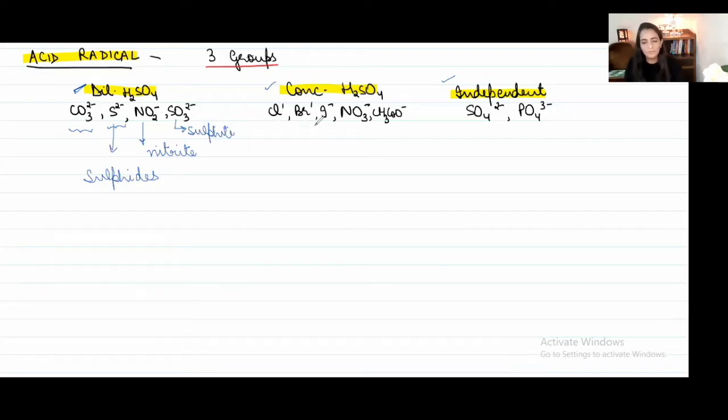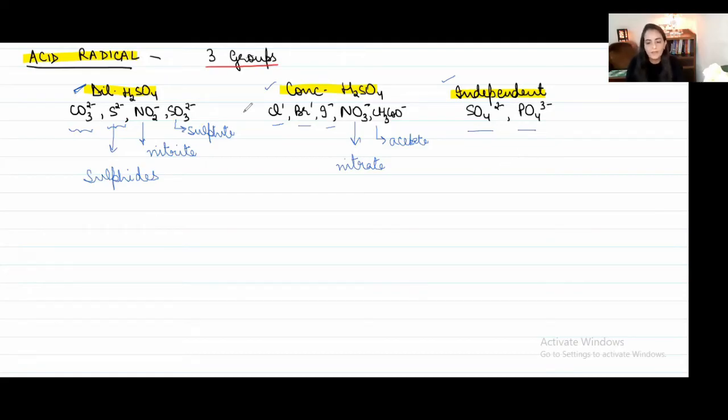The chloride, bromide, iodide, nitrate, and acetate radicals are under the concentrated sulfuric acid group. And then we have independent radicals: sulfate and phosphate. These are the main groups that we discuss for CBSE boards, the common ions that are discussed in every lab.